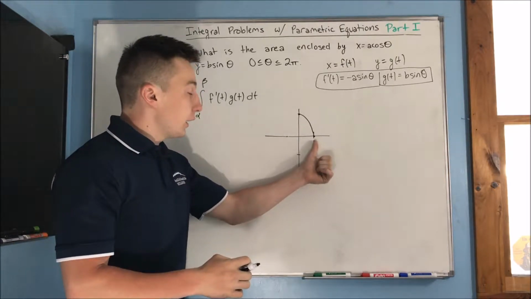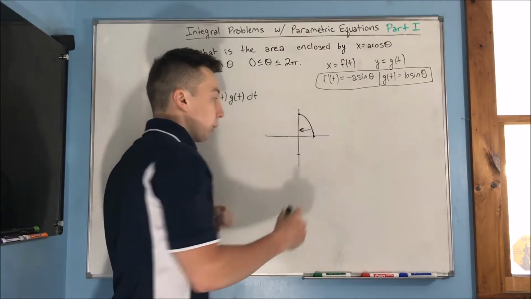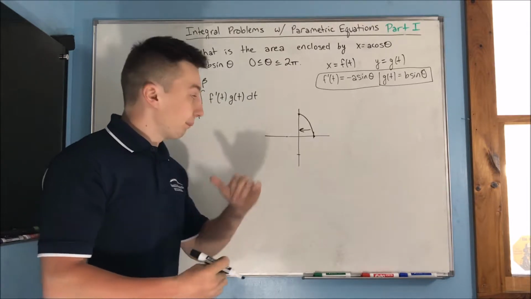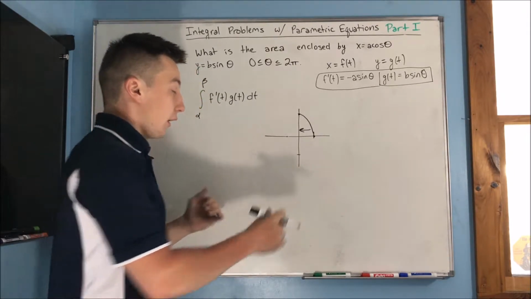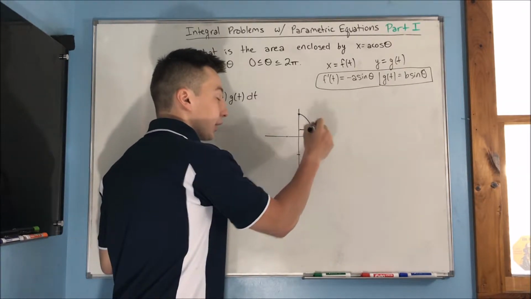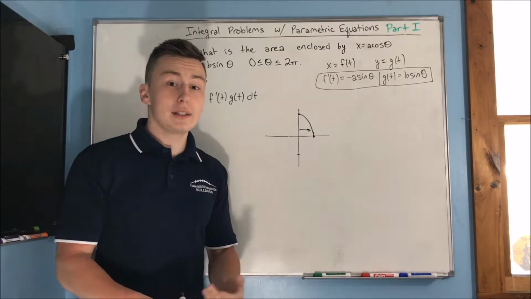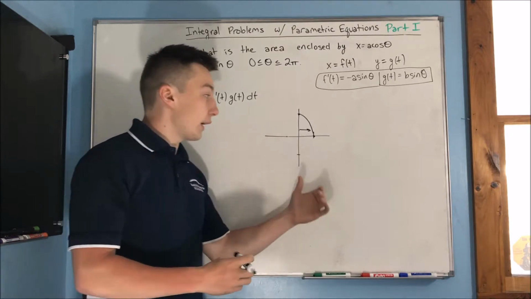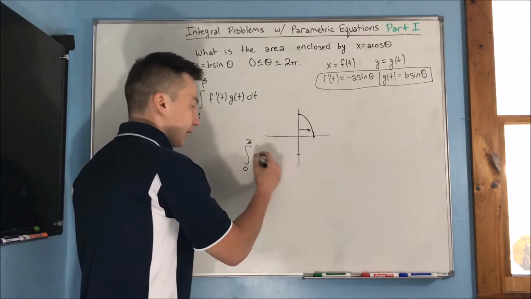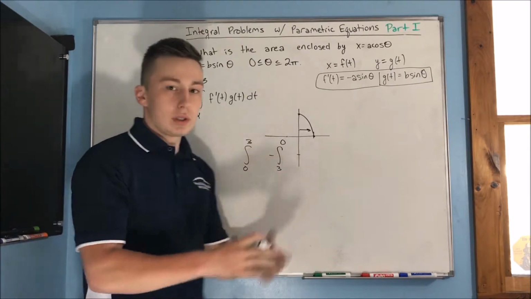If we integrate from 0 to pi over 2, we're integrating in the left direction, right? We're integrating backwards, you could say. And that means we're going to get a negative answer. So if we want to get the positive answer, we integrate from pi over 2 to 0, so we're actually going in the positive direction. You can remember that from your integral properties in Calc 1. If you were to integrate something from 0 to 3, that would be the same thing as the negative integral from 3 to 0.